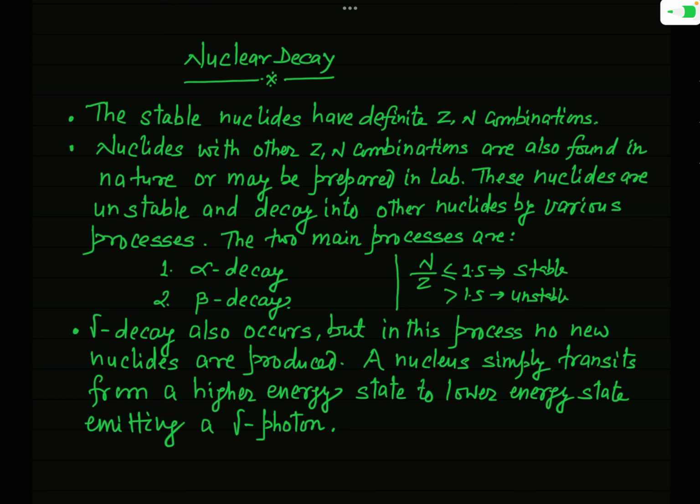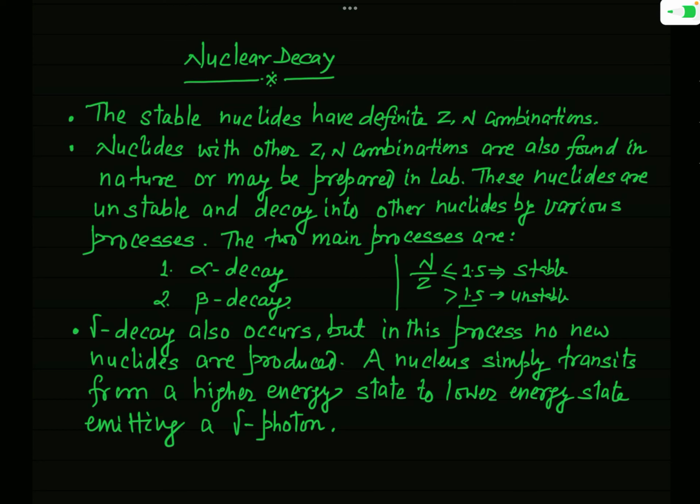But in nature, there are several nuclei in which the proper combination of N and Z, which is required for a stable nucleus, is not found. It means there are nuclei in which the ratio of N over Z is greater than 1.5. Such nuclei exist naturally, and these nuclei can be prepared artificially in the laboratory. And these nuclei are somewhat unstable.